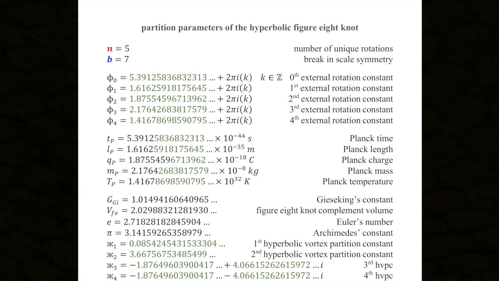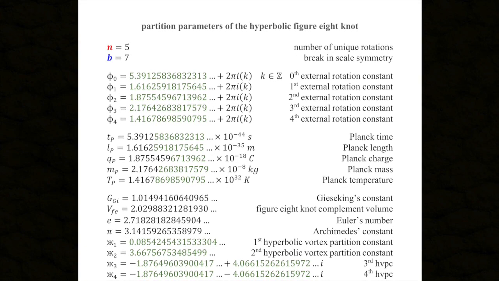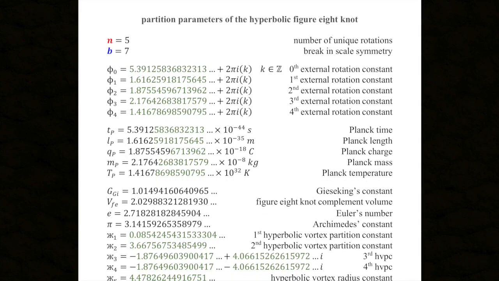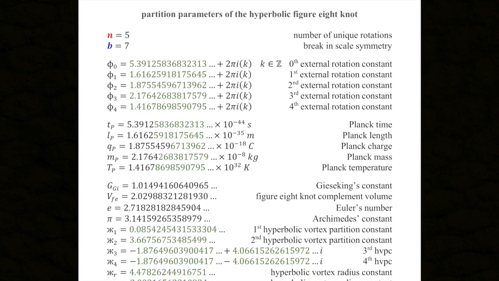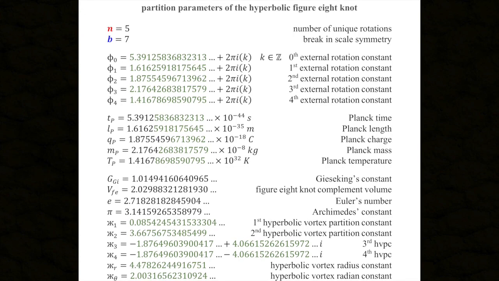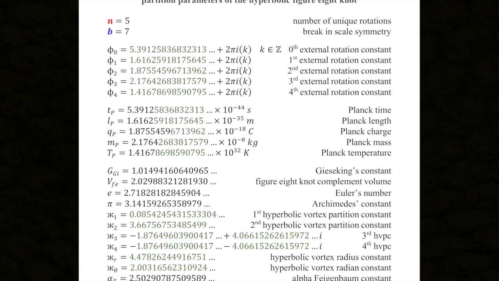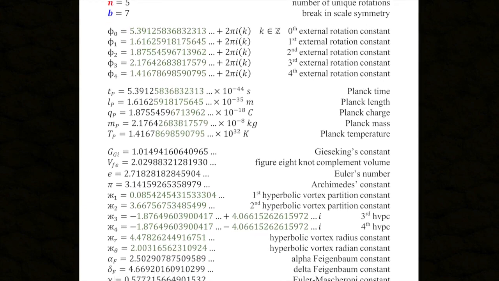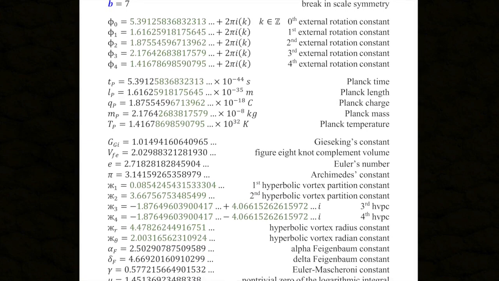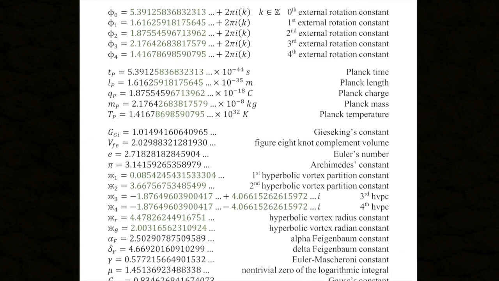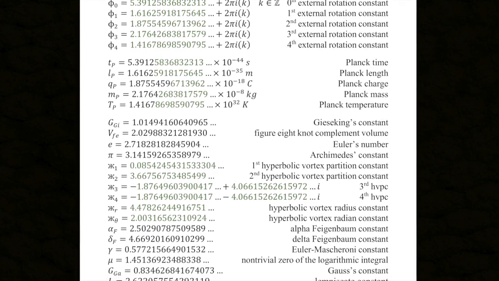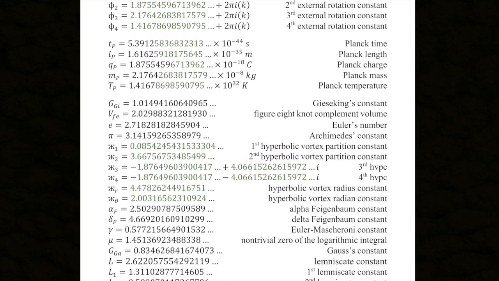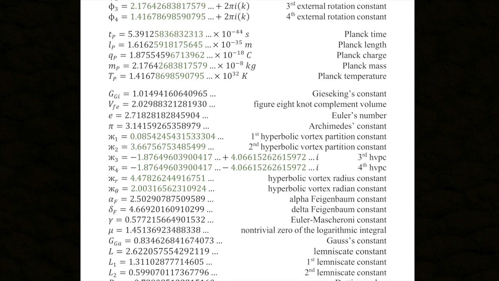This means that we now have a list of partition parameters that define this simplest universe. So here's our list of partition parameters of the hyperbolic figure-8 knot. Obviously our red n equals 5, that's important, and our blue b is equal to 7. But we have these elementary partitions that are rotations, these are geometric rotation constants, right? The 0th external rotation constant, the first external rotation, all the way to the 4th external rotation constant. These numbers are intrinsically prescribing the minimal possible geometric balance, the hyperbolic figure-8 knot's decomposition structure.